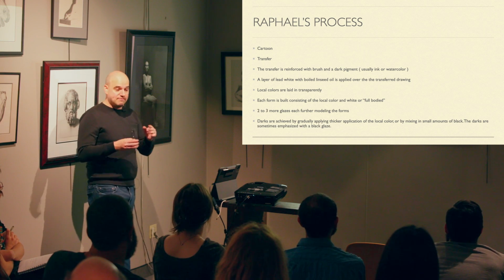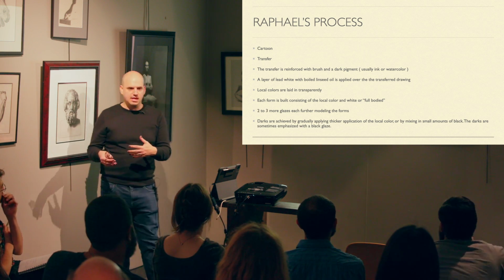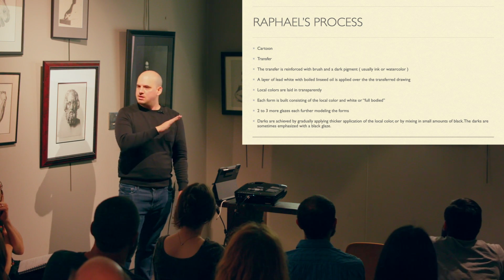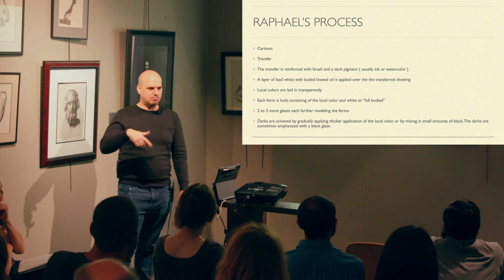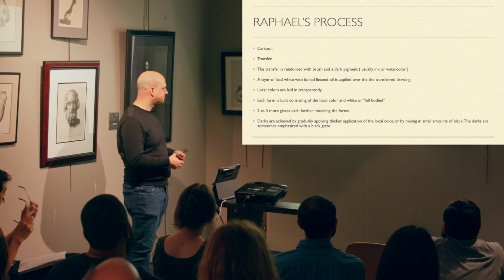So then on top of that, local colors, or what we would call in our school dead coloring, would have been laid in. These are singular tones without any modulation that are laid over the flat sections of flesh, drapery, landscape, and any objects that might have occurred as well.